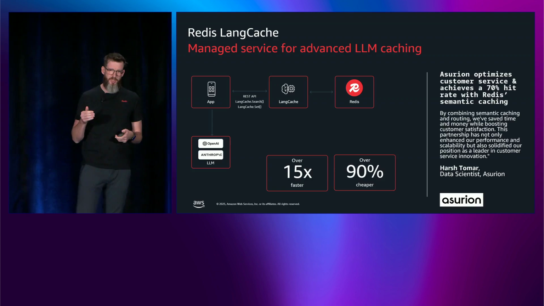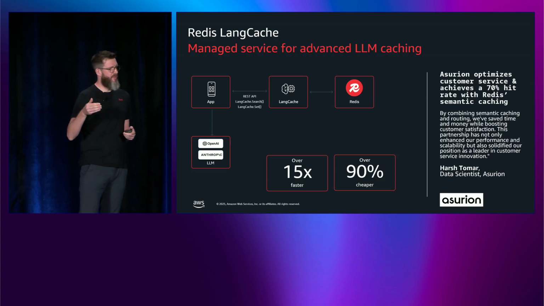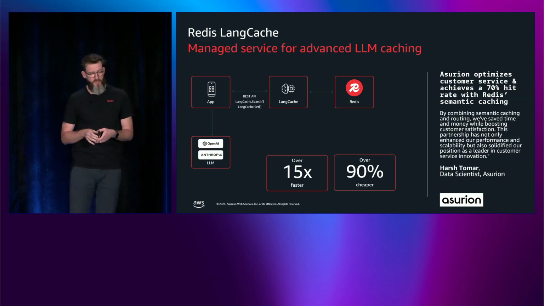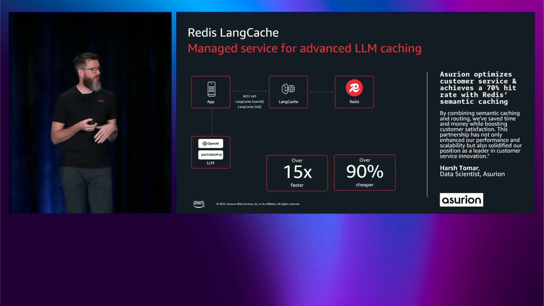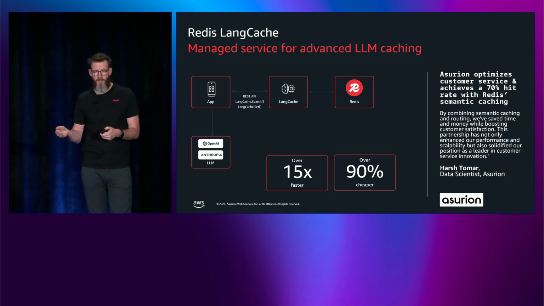Semantic caching allows you to cache responses from an LLM, and then on subsequent similar or semantically similar questions, you can return the response rather than calling your LLM. And as such, you can, of course, improve the latency of your application up to 15 times, but you can also reduce the cost. You can avoid calling the expensive LLM.